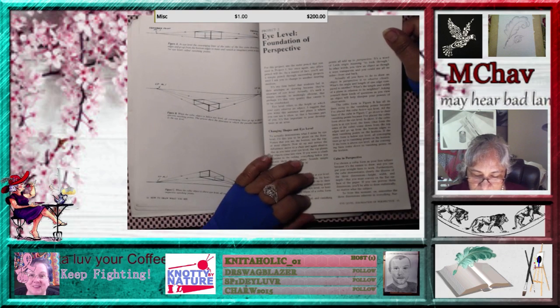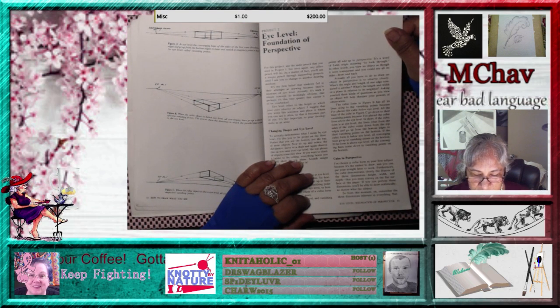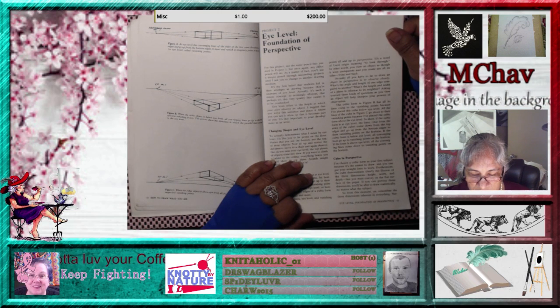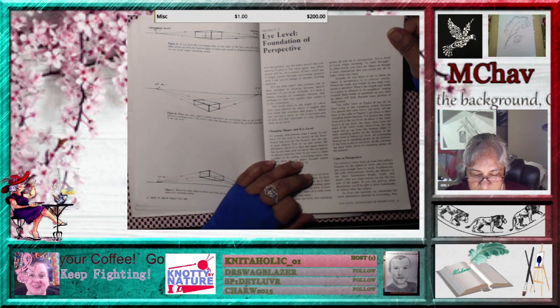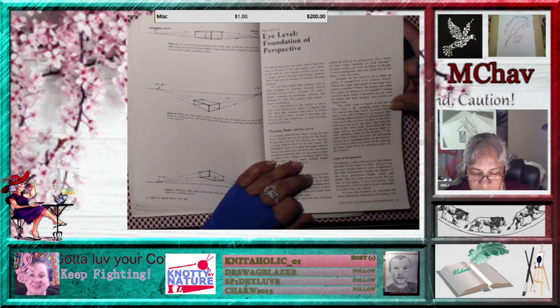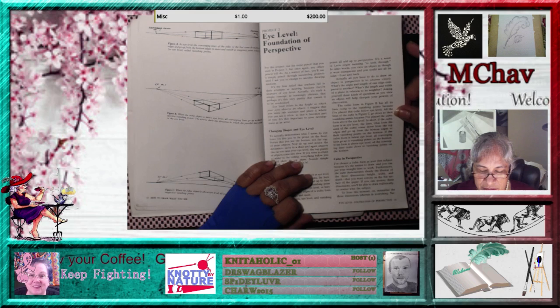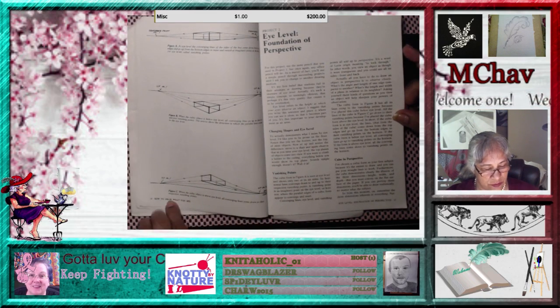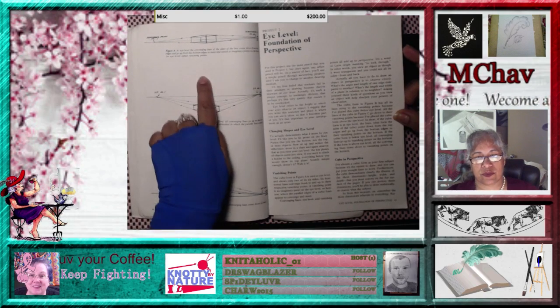The form of figure B has all its lines rising to the vanishing points because I've placed the cubic form below eye level. All the lines of the cube in figure C go down to their vanishing points because I've placed the cubic form above the eye level. And this is the cube, figure C, this part here.